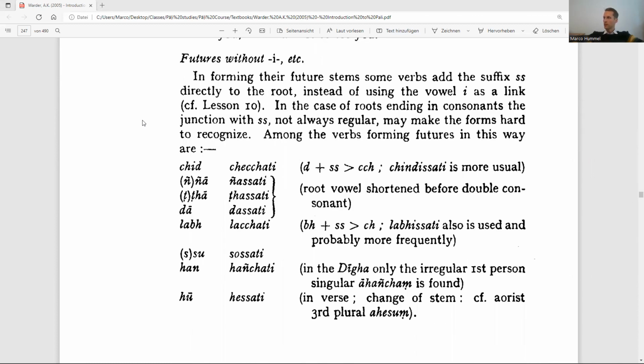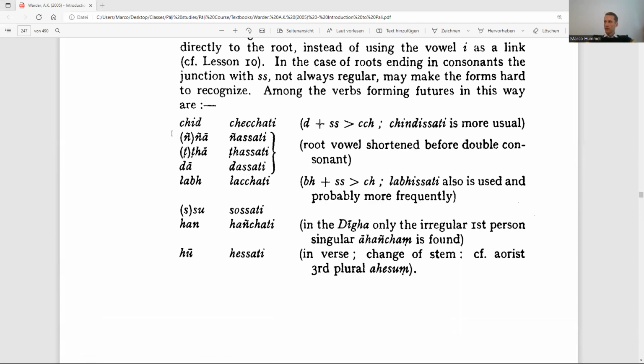So, futures without e, etc. Some verbs form their future stems without this e. They just put the suffix double sa directly to the root instead of using the vowel e as a link. So in the case of roots ending in consonants, the junction with double sa, not always regular, may make the form hard to recognize.